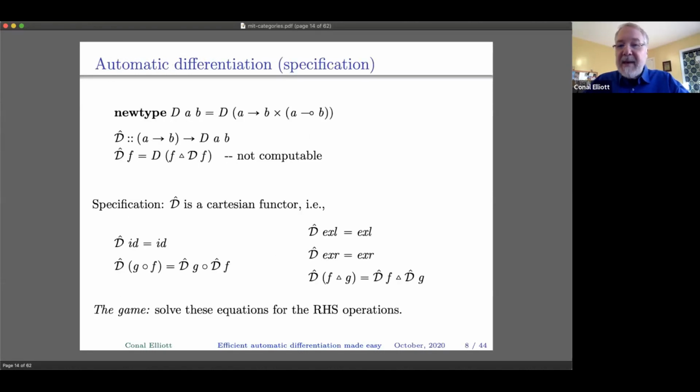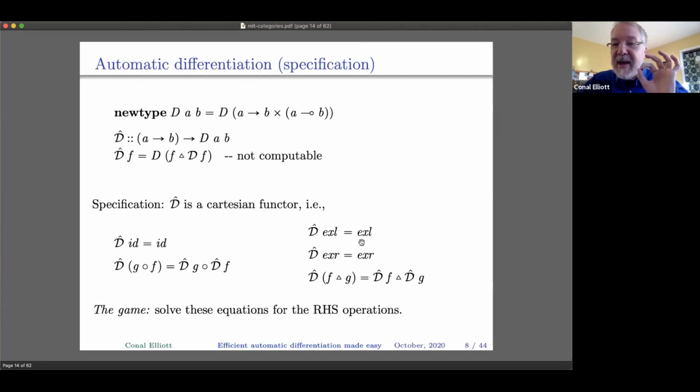All right, so here's the game. The specification of d hat is this. That's the definition of d hat. It's not computable. But now, if d hat is a Cartesian functor, in other words, if we can come up with definitions of these 5 operations on the right-hand sides of the equations that make these 5 equations true, where d hat is already defined.